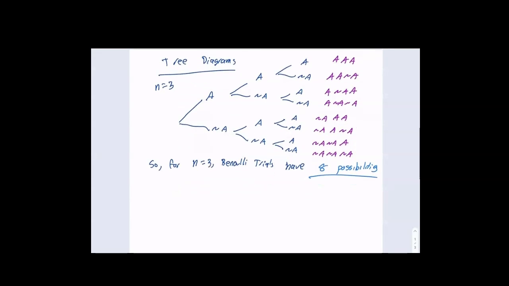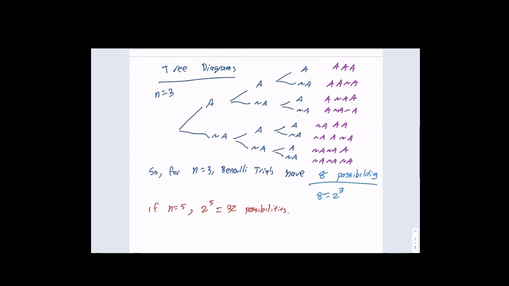So there's 8 possibilities when n is 3. This 8 is the same thing as 2 to the third. All right. Now, if n was equal to 5, there would be 2 to the 5th, which is 32 possibilities.